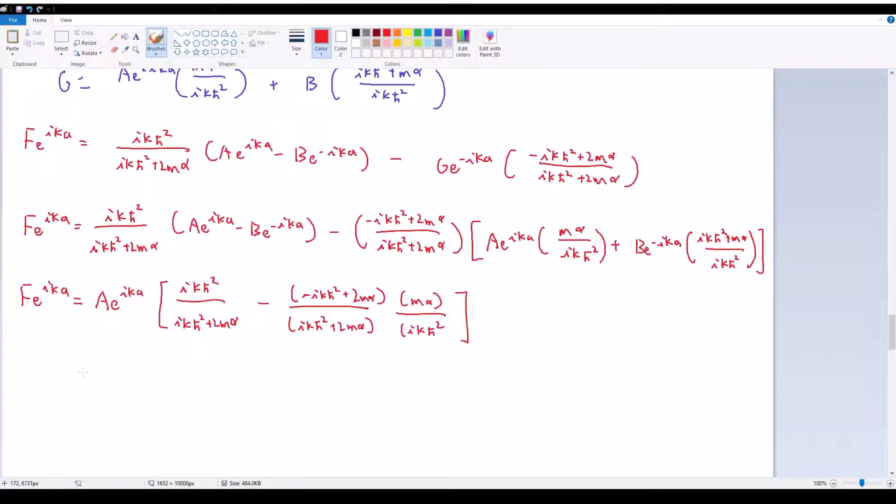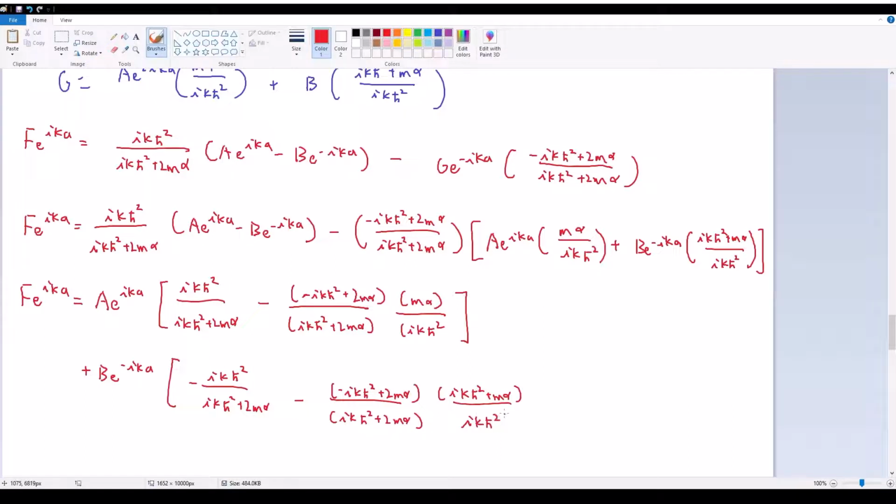Yeah. Okay, and then we're adding b e to the negative ika, and this is going to be, let's see, negative ik h bar squared over ik h bar squared plus 2m alpha. And then at the right, we're going to be subtracting by negative ik h bar squared plus 2m alpha over ik h bar squared plus 2m alpha, multiplied by ik h bar squared plus m alpha over ik h bar squared.